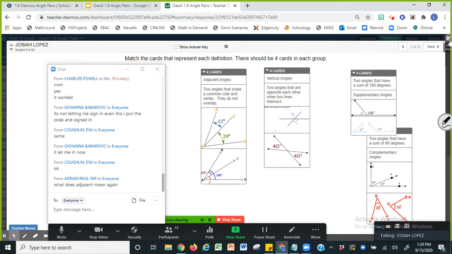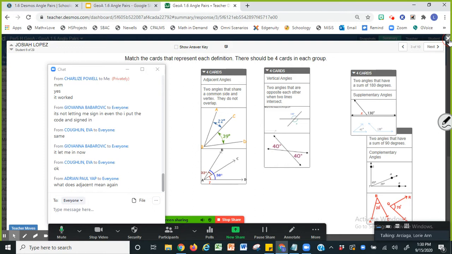The vertical angles are two angles opposite of each other that intersect. They make literally a line that's 180 degrees, but they're technically just two different angles, just opposite of each other. And adjacent angles are the ones that are literally right next to each other.